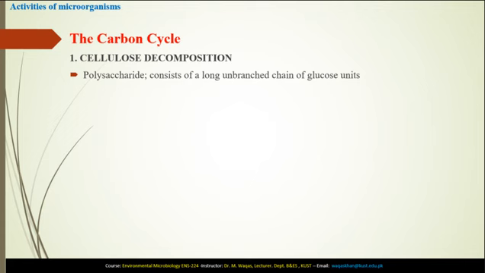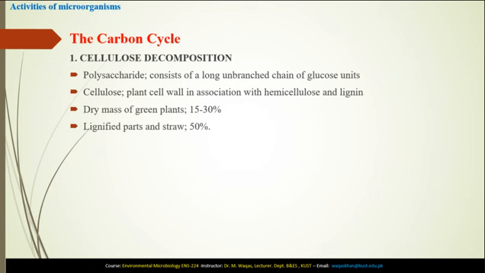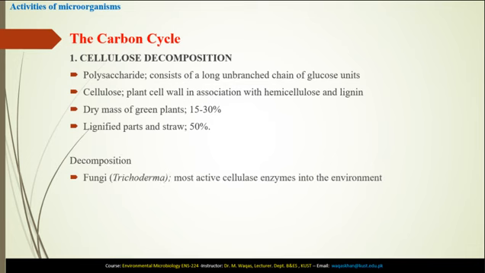Cellulose is a polysaccharide that consists of long unbranched chains of glucose units. They occur commonly in the cell wall of plants and are associated with hemicellulose and lignin. In the dry mass of green plants, the content of cellulose ranges from 15 to 30%, whereas in the lignified parts and straw, it contributes up to 50%. And if we talk about its decomposition, the best known cellulolytic system occurs in fungi, meaning that fungi are the main microbes that can degrade the cellulose better.